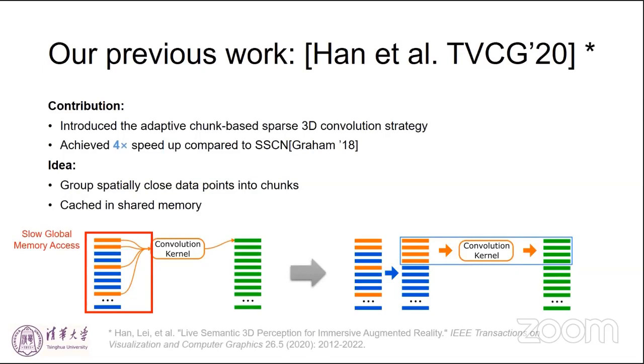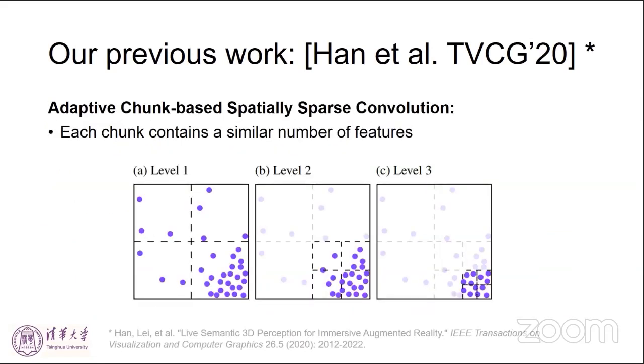The idea is to group spatially close data points into chunks, so that we can avoid most random GPU memory access by caching into the GPU shared memory. We adaptively split the input space into chunks of multiple levels. This is an example of the process in 2D. Each time we split overcrowded chunks into smaller chunks so that each resulting chunk contains a similar number of features. In this way, the load for each chunk is balanced, and the parallel computation can be more efficient.